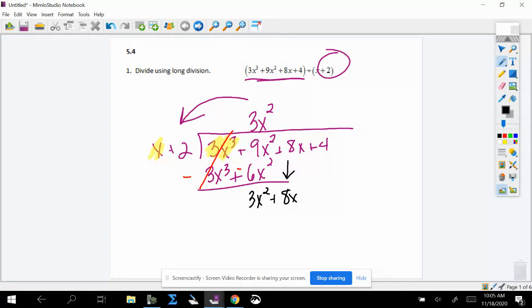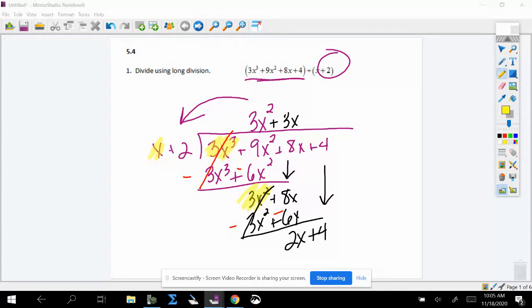So we want to come up with something that multiplies x by to get it to be 3x squared. So that's going to be a 3x, so it goes in my x column. 3x times x is 3x squared. 3x times 2 is 6x. Subtract, so I'm going to change my signs again, use a different color. That will cancel this. 8x minus 6x is 2x. Drop down your 4, and then repeat the process one more time.